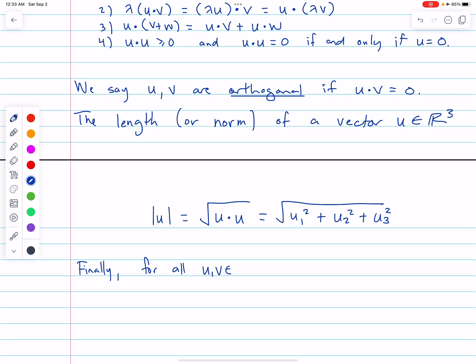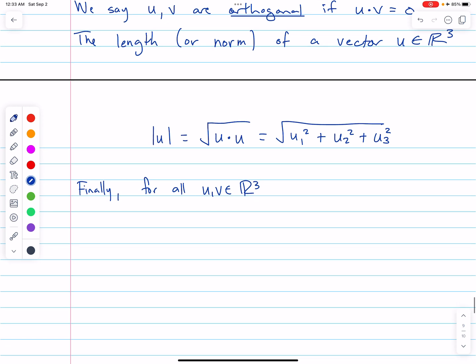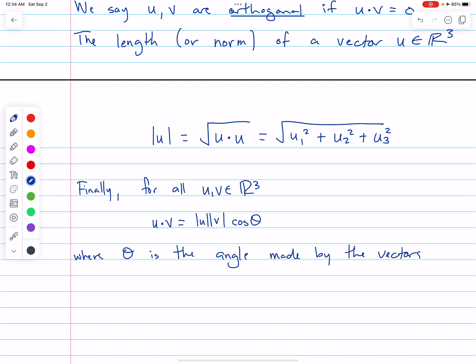Finally, for all vectors U and V in R3, the dot product of U and V is equal to the norm of U times the norm of V times cosine of theta, where theta is the angle made by the vectors U and V. In other words, if you draw the vectors U and V, which really are just points in R3, and connect those points to the origin, you get two arrows. There's a unique plane that contains both of those arrows, provided they're not parallel to each other, and the angle made between those two vectors in that plane is the angle theta.